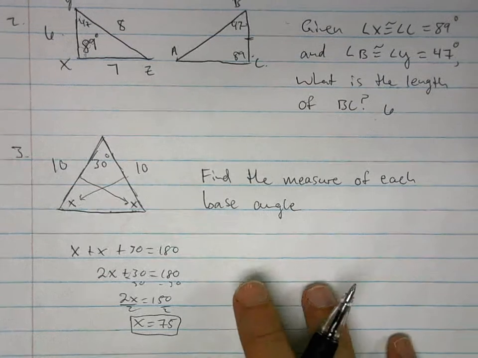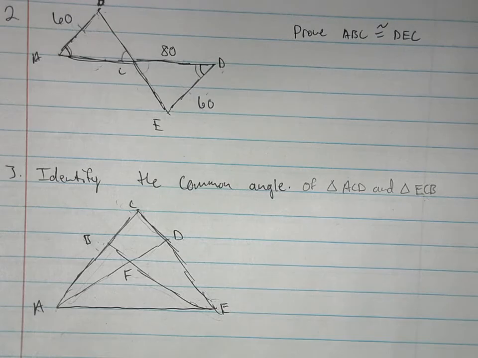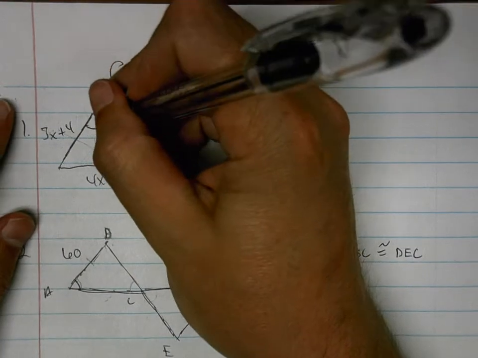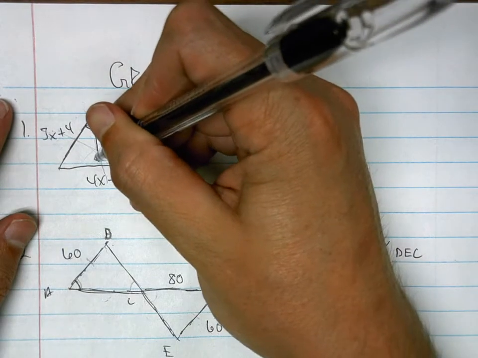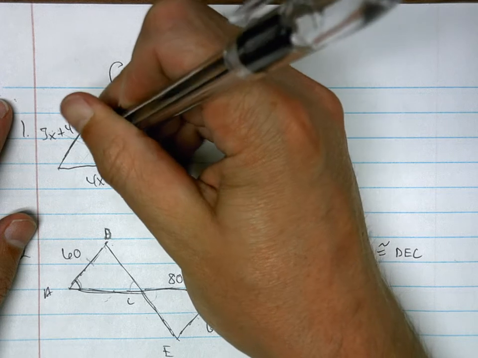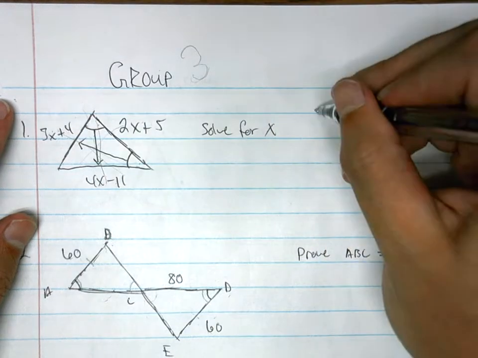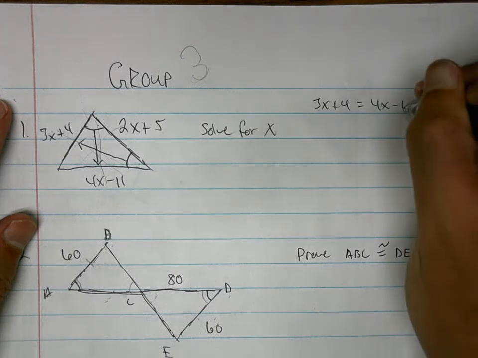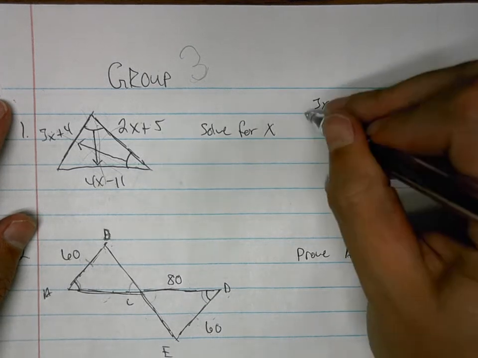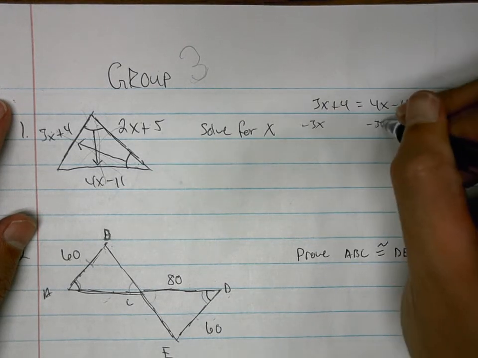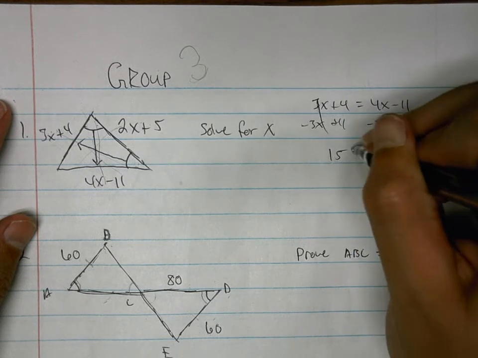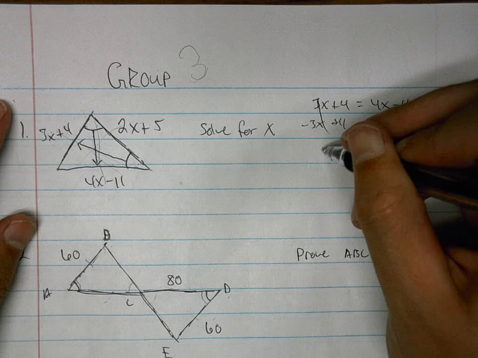That's group 2. On to group 3. So group 3, these angles are marked and they point to the congruent sides, like so. So therefore 3x plus 4 is equal to 4x minus 11. Subtract 3x from both sides, add 11 to both sides, and we get 15 is equal to x.